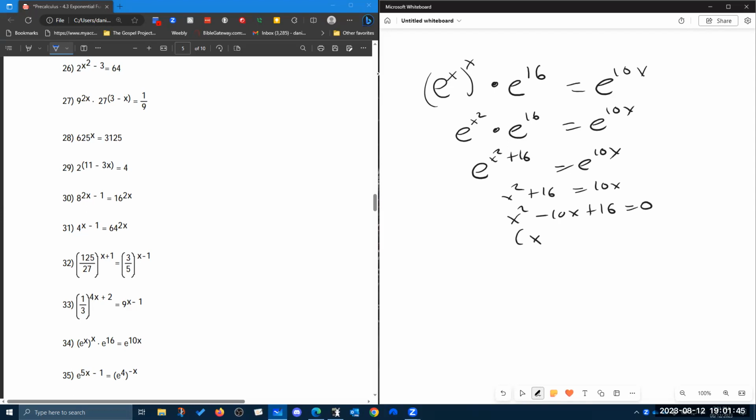X minus 2, x minus 8 equals 0. X minus 2 equals 0 or x minus 8 equals 0, so x equals 2 or x equals 8. And both of those work.